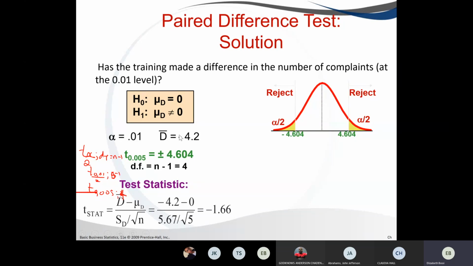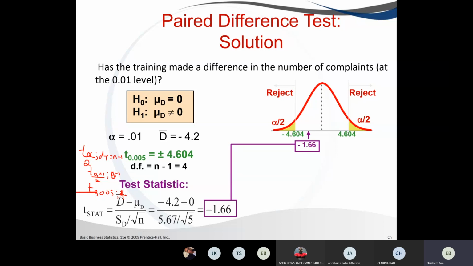So we just substitute all the values that we've calculated. We know the mean difference was minus 4.2, and that's what we put. Our population mean difference is always going to be equal to 0, so we put the 0. And our standard deviation was 5.67, divided by the square root of n, which is 5, and the answer we get is minus 1.66. And when we have that, we can go and place it on the graph on that rejection area and see where it falls.